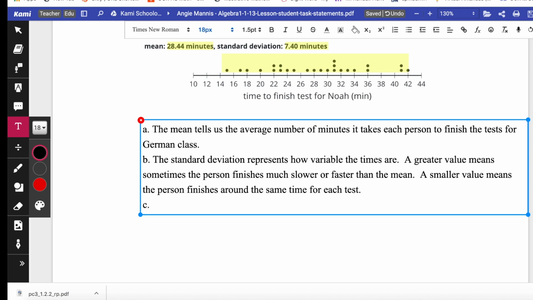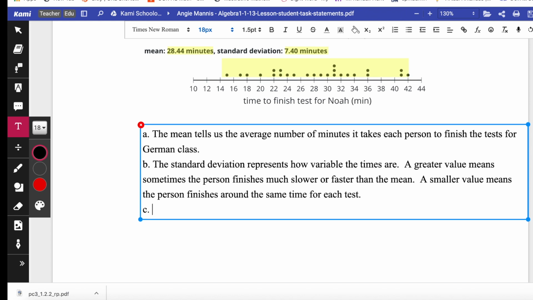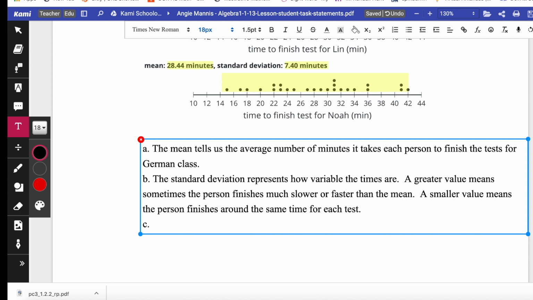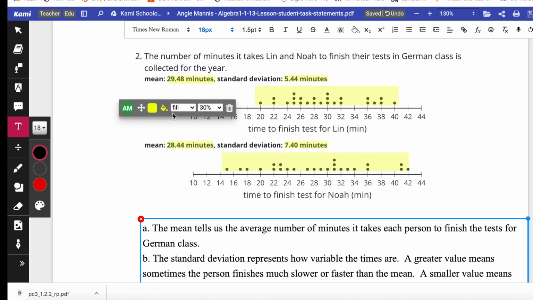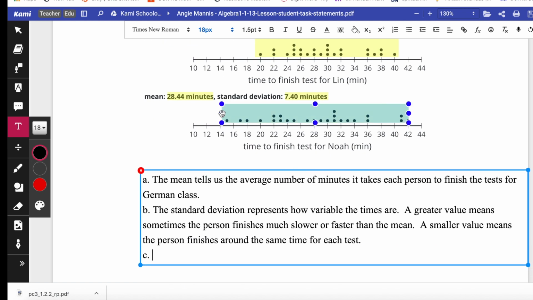Okay. C. So comparing the two data sets, we know on average, look at their average, our mean, Noah's is lower. So on average, he finishes quicker. But he can't go on that same amount every time because he had a test where it took him 42 minutes and 41 minutes and 36 minutes. And then he had a test where it took him right at 15 minutes. But Lynn, she finishes 29.48 minutes as her average, but she's pretty close to that same time every time she takes the test in that class.